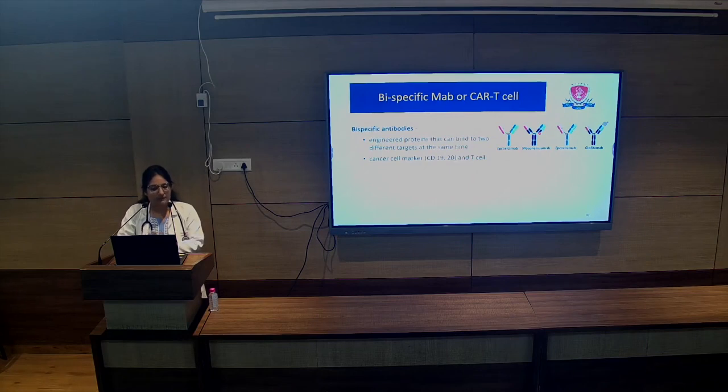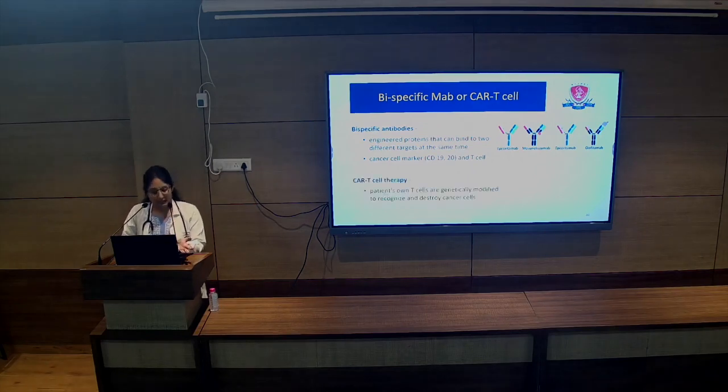Now, what are bispecific antibodies? They are engineered proteins that can bind to two different targets at the same time. One target is the cancer cell marker CD19 or CD20, and the other one is the T cell. So it directly attracts the T cell towards the cancer cells, killing the cancer cells. Secondly, what is CAR T? CAR T is the patient's own T cells. They are genetically modified to recognize and destroy the cancer cells.